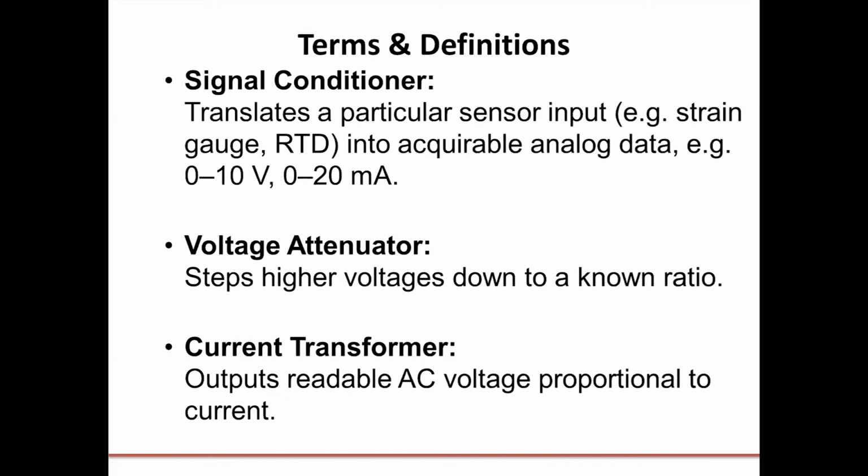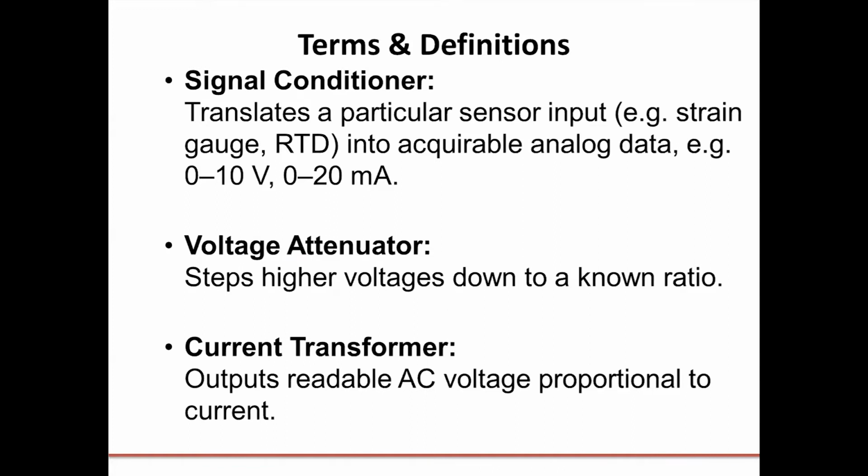So let's get to the basic terminology and definitions. Signal conditioners, voltage attenuators, and current transformers are similar products that each serve a unique function in your data acquisition system. All of them could be called an intermediary device between a sensor and a data acquisition module.